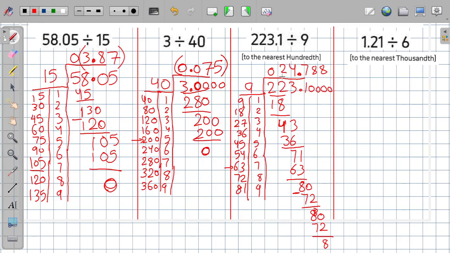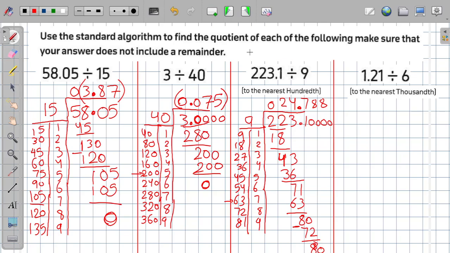So I have 24.788888 and so on with no end. So I will round this result to the nearest hundredth, so it will be 24.7. And here I have 8, and the next digit is 8, so I will add 1, so I have 24.79, and this is our approximated answer. Okay.